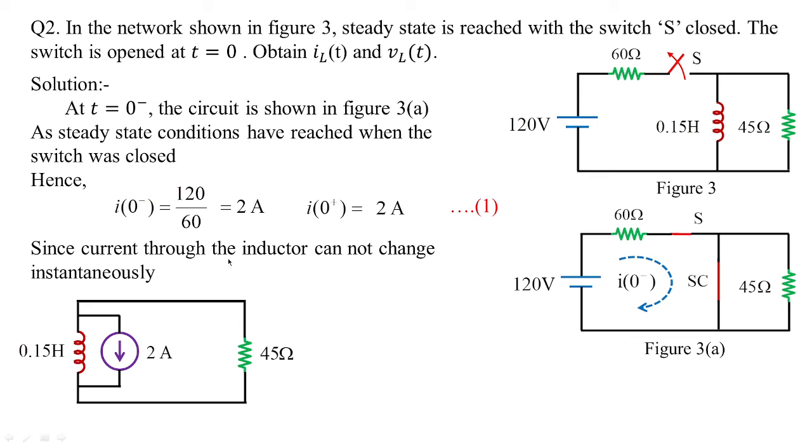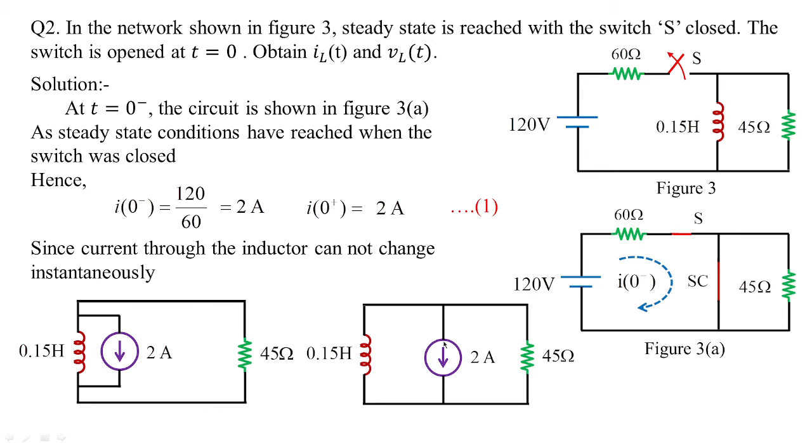When the current is not changed in the inductor, that is I of 0 minus and I of 0 plus, it is 2 amperes. And as soon as you make use of the switch close conditions, switch open conditions, the inductor is having the source current. So this is how the circuit will look like. The inductor is stored with 2 amperes and resistance 45 is connected to 0.15 henries. In fact, this circuit is changed to this circuit.